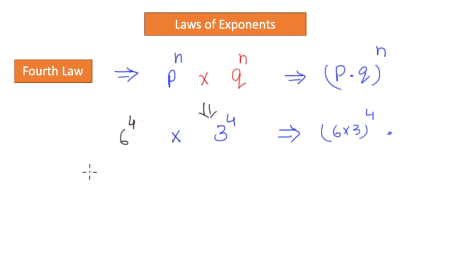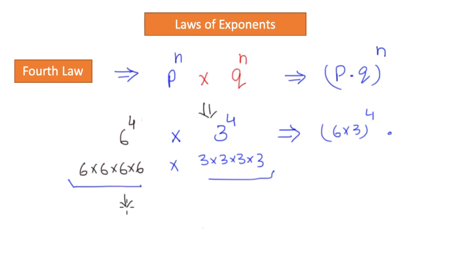6 to the power 4 can be rewritten as 6 multiplied by 6, 4 times, correct? And 3 to the power 4 is 3 multiplied by 3 itself 4 times. Simple enough, right? So the simple way to prove it is to just solve them individually. 6 multiplied 4 times by 6 is 1296. And 3 multiplied by 3, 4 times, is 81.